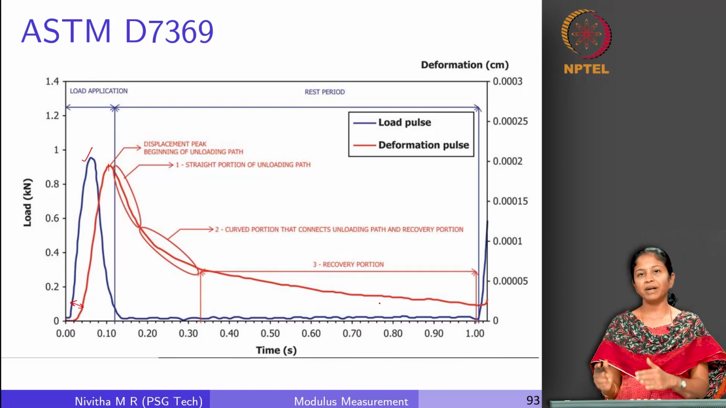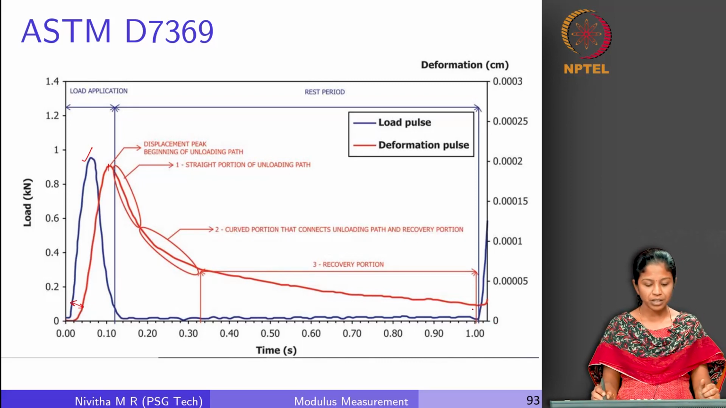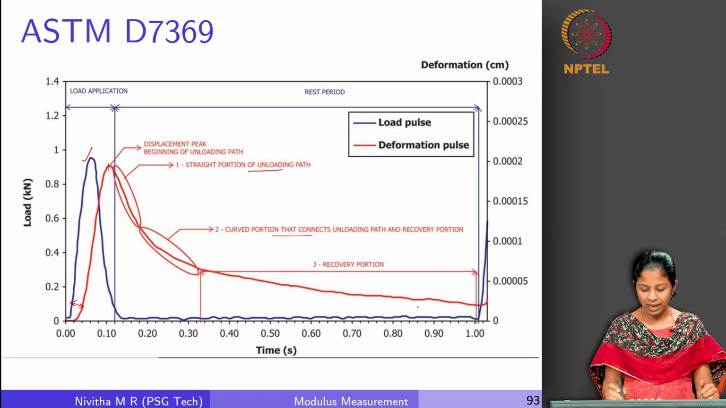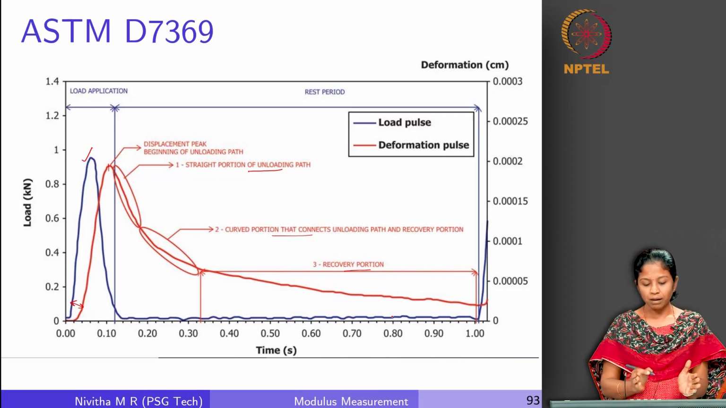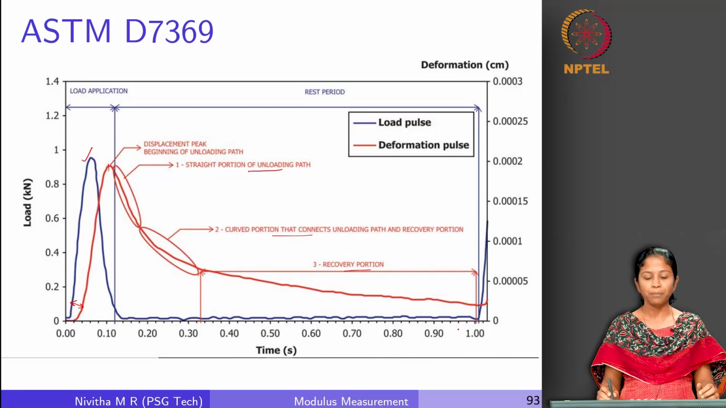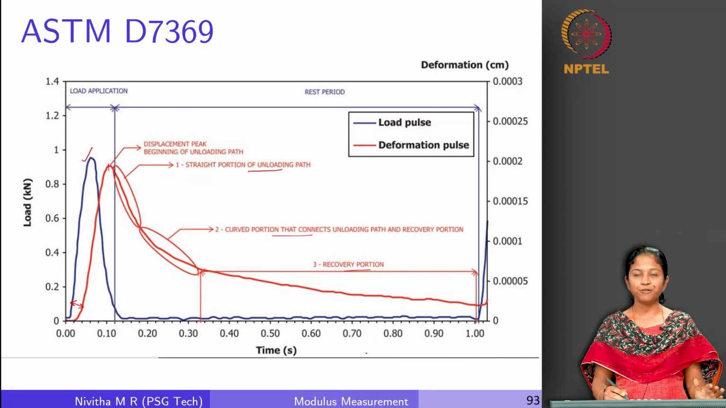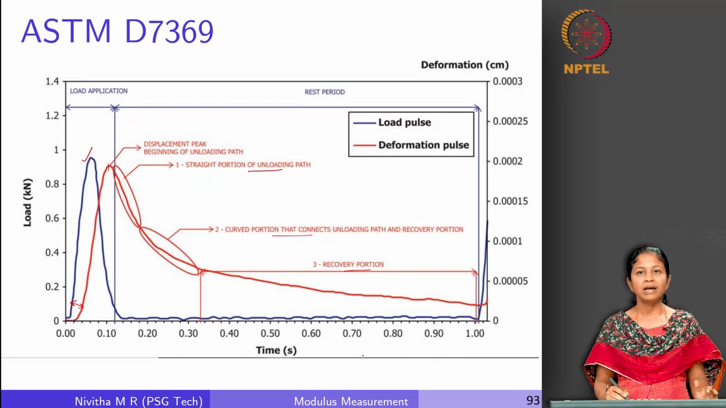So, they have identified 3 different portions for this deformation. One is the straight line portion of the unloading path, the second one is the curved portion that connects the unloading path and the recovery portion, and the third one is the recovery portion. They have defined 3 different parts for this recovery portion, and they also suggest fitting a regression line to each of them, but for us as of now we are only interested in computing the resilient modulus.